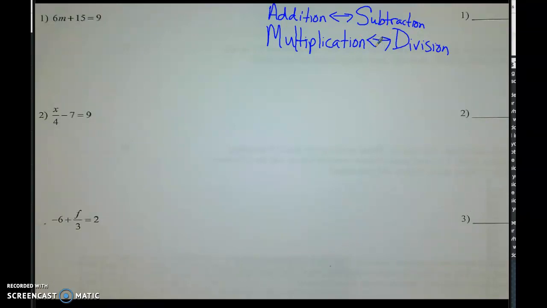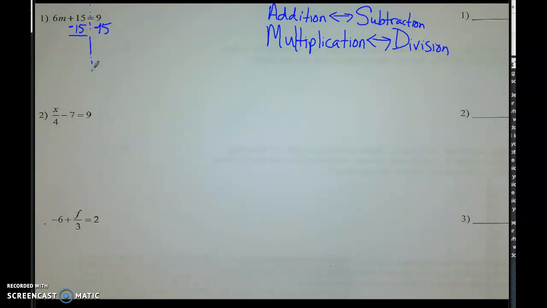So let's look at number 1. So we have this m. So I'm going to get rid of the addition first. The opposite of plus 15 is minus 15. Now, I have this equal sign, so if I do something to one side of the equation, I have to do the same thing to the other side of the equation. So I'm going to also do this minus 15 right here, because this equal sign, when I'm talking about sides, that's what I'm talking about.